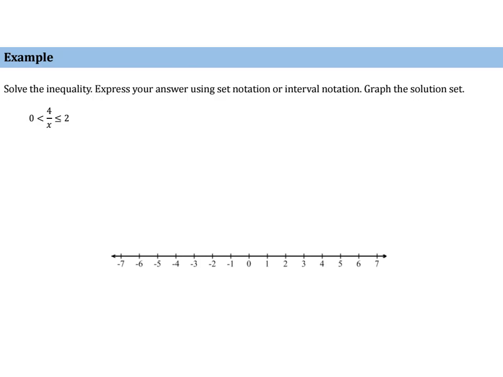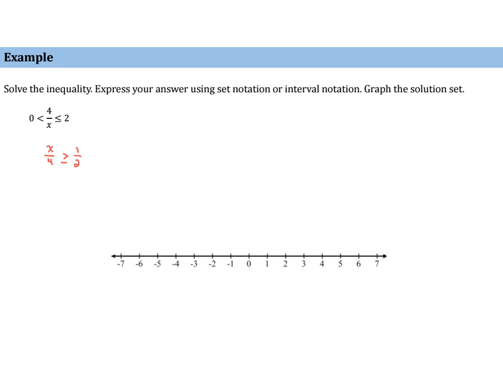So let's take a look at an example. Here we have 0 is less than 4 over x, which is less than or equal to 2. So these are both positive numbers because they're bigger than 0. If we find the reciprocal, that would be x over 4 and 1/2, and the inequality changes direction. So whenever you find a reciprocal, the inequality changes. Now, x over 4 is greater than or equal to 1/2.